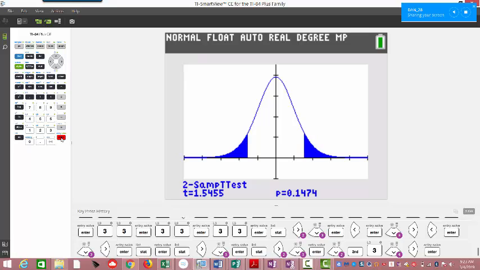Okay, so my critical table value was 2.131. How does the t compare to 2.131? It's less than. My alpha level is 0.05. How does the p compare with that? It's greater than. So I fail to reject my null hypothesis. So I reject my alternative hypothesis. There is no significant difference between these two samples.